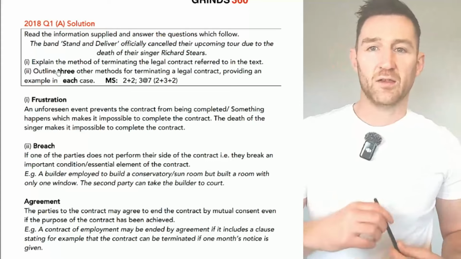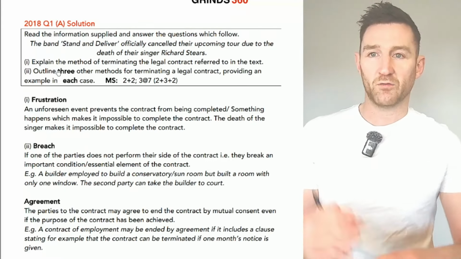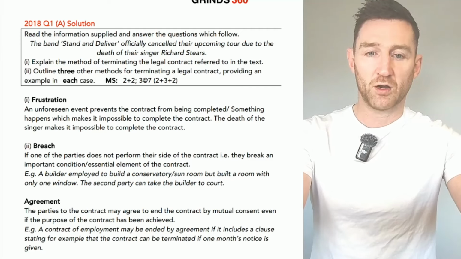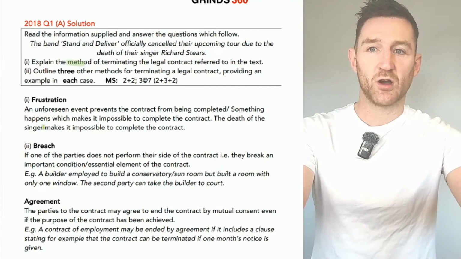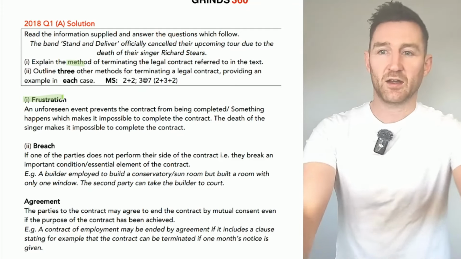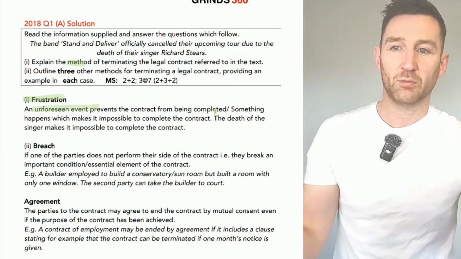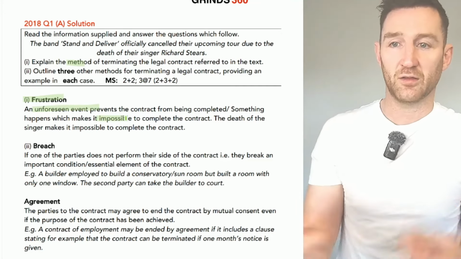So in this case, it was a 25 mark question. There was 4 marks going for part 1. So that 4 marks was broken down: 2 marks for stating the method, and then 2 marks for explaining. So 2 marks for saying frustration. The big thing you want to say there is it's an unforeseen event and makes it impossible for the contract to be completed. So unforeseen event and impossible, those 2 things go together.